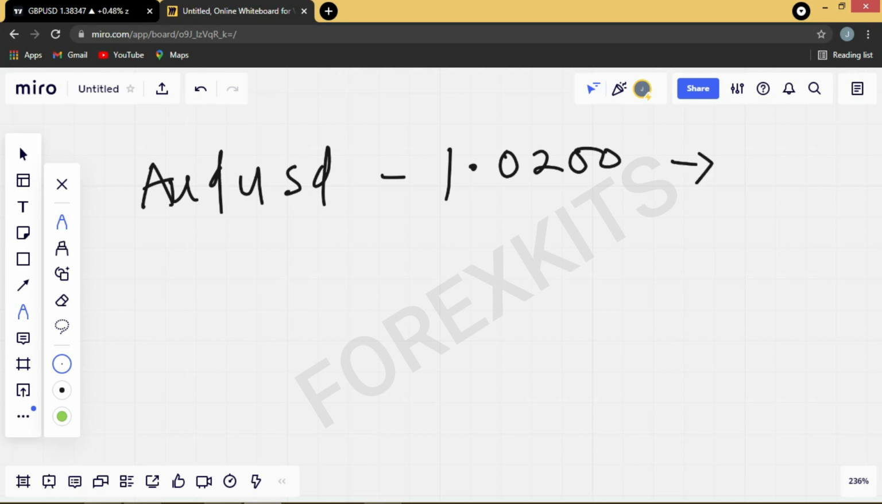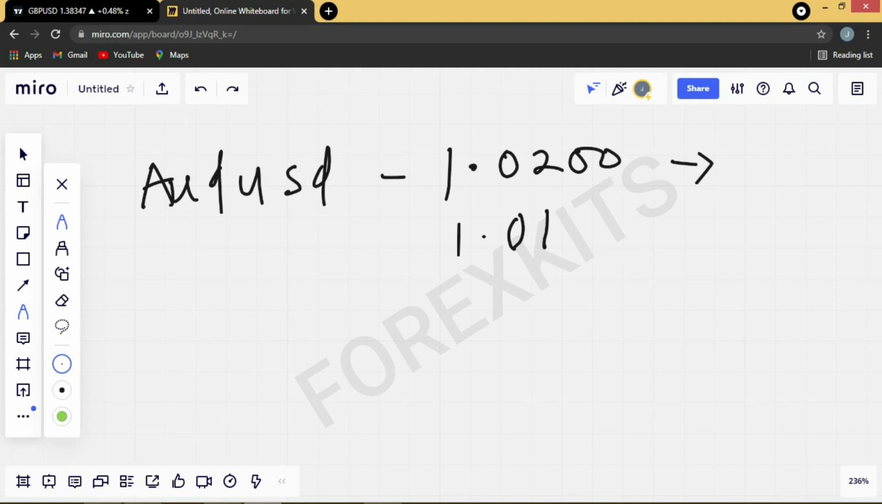If we have a 5 pip change positively, that means that price is going to move towards 1.0205. If we have a 5 pip change, this is the exact value we are going to have. So 5 has been added here. If it's a negative change, remember this is just like regular math in school. It's going to be 1.0195. So this is 200, and if you take out 5 from 200, we have 195. So this is a 5 pip change.